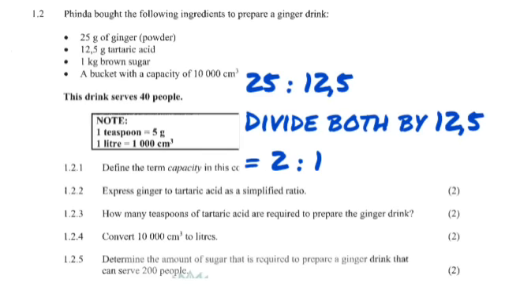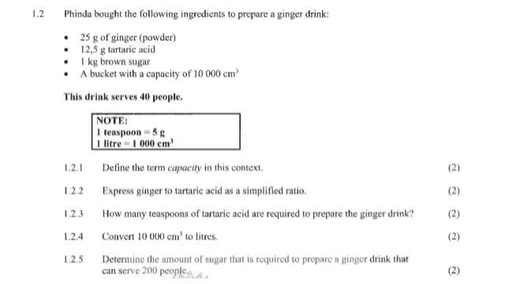1.2.2 says express the ginger to tartaric acid in simplified ratio. We see that the ginger is 25 grams, the tartaric is 12.5. Divide both sides by 12.5. Your ratio is 2:1. Why did I divide both sides by 12.5? I wanted to get rid of that decimal. The easiest way to get rid of a number with a decimal is to divide it by itself, because that will turn it into a 1, and it becomes perfect because 12.5 fits perfectly into 25. It goes in 2 times.